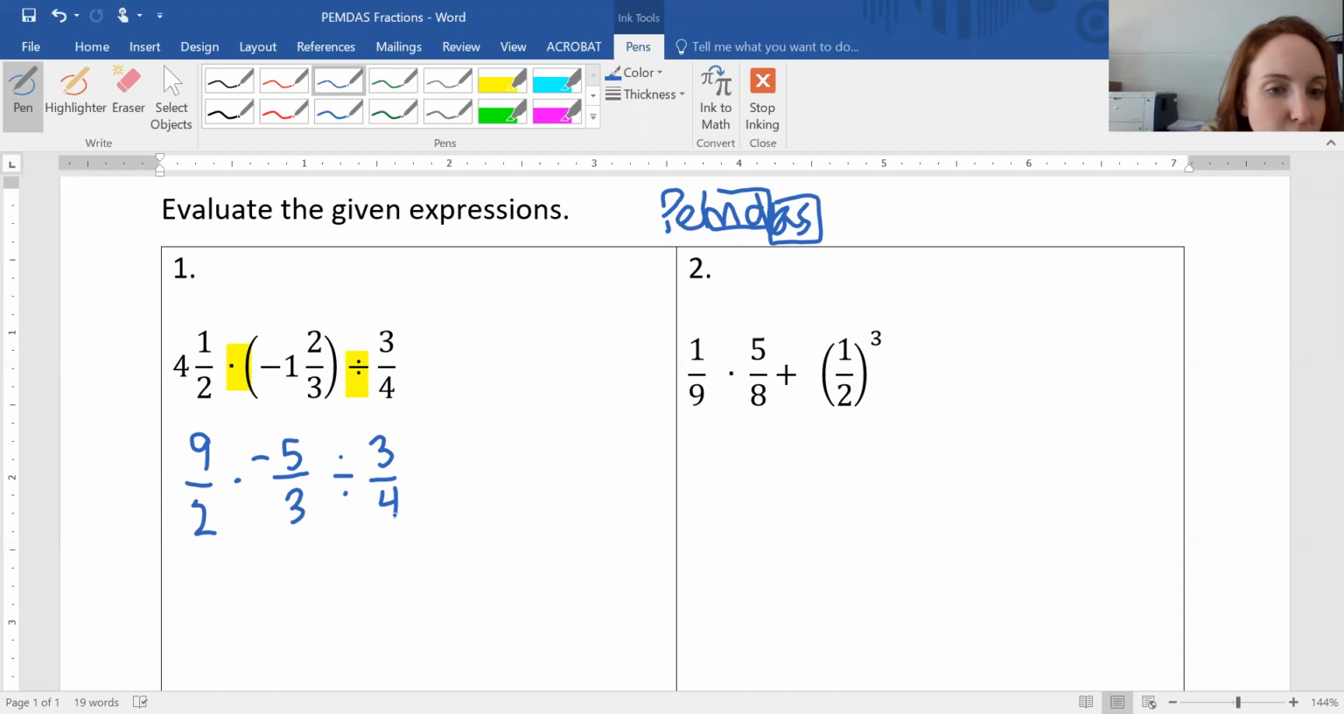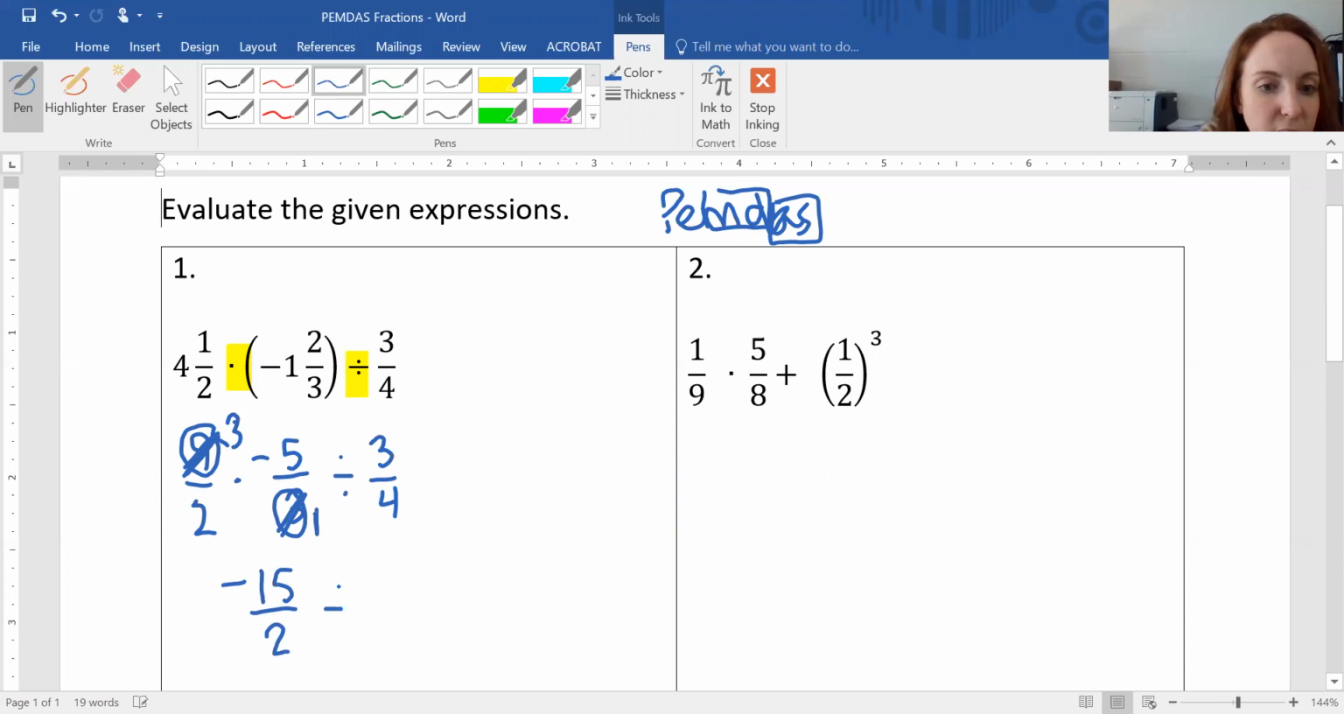And when we multiply, we just multiply straight across unless you can simplify. And I notice I can simplify because there's a 9 in my numerator and a 3 in the denominator. They both divide by 3. So if I take 9 and divide it by 3, I get 3. If I take 3 divided by 3, I get 1. So I now have 3 times -5 or -15 and 2 times 1, which is 2.